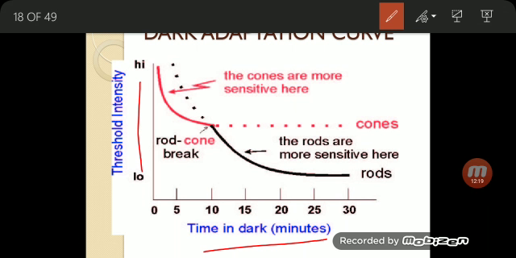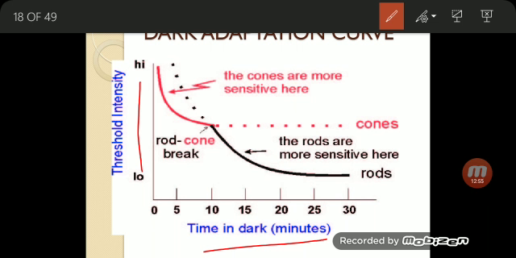This is obtained by an experiment where the subject looks at a bright light for some time, and this bright light is switched off and he is asked to look at a dark background. He will not be able to see any object, and now after some time a dim light is brought, and the time interval between the switching off of the bright light and detection of the dim light is noted. After some time, the absolute threshold is measured again and the elapsed time is noted.